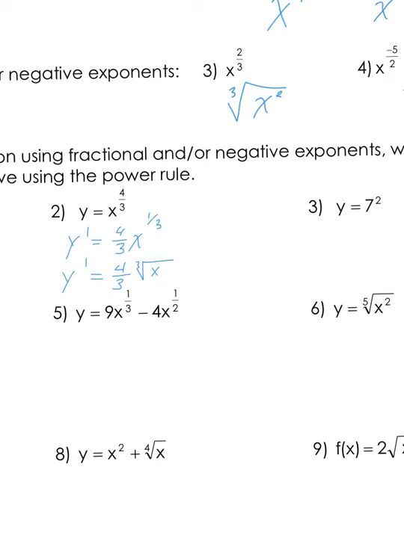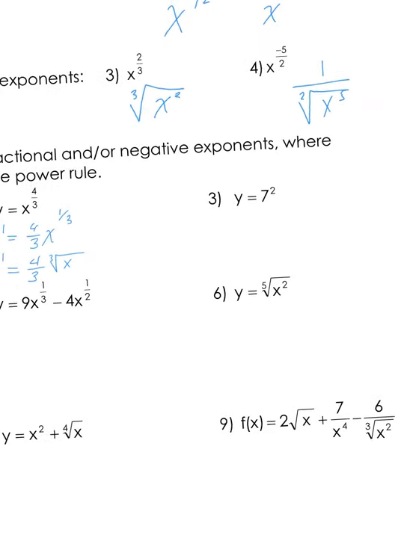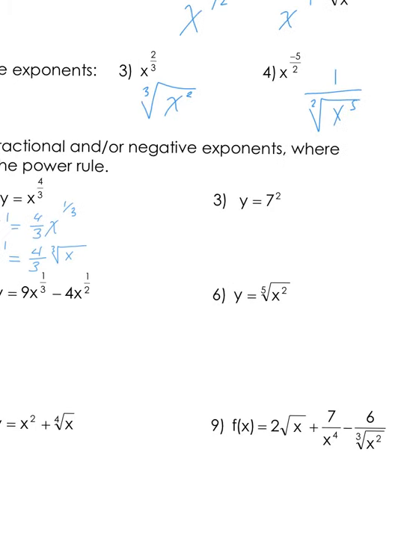Number 3 is a gotcha problem. This is where I would have people try a couple of these on their own, and lots of people would have the wrong answer for number 3 just because it's power rule. We want to take that 2 and multiply it to the 7, and say it's 14. But it's a trick, because 7 squared is just the number 49, and the number 49 is a constant, and the derivative of a constant is always 0. Derivative of a constant is 0.